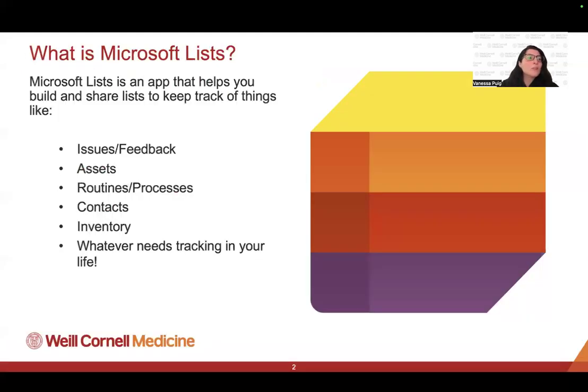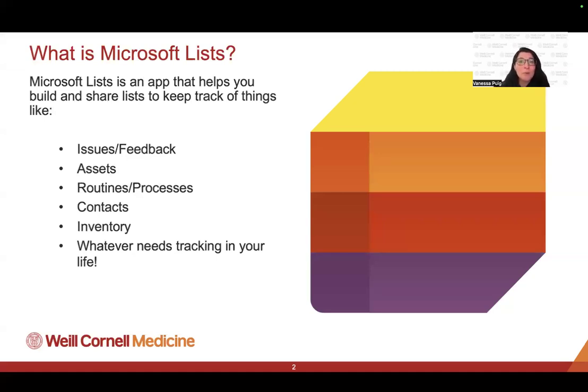There we go. So what is Microsoft Lists? It's an app that's been sitting in your O365 account for a while. I'm not sure if you've seen it, but if you have not, what you see on the right-hand side is the logo that you're looking for when you're looking for Lists. And it's essentially just an app that helps you keep track of things. You can build a list and just kind of manage your work or your life, whatever you need to keep track of. Lists can help you do that.